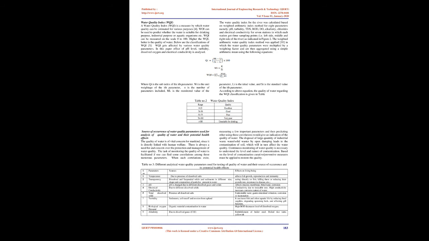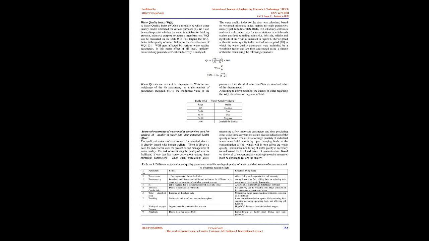Number, sources, effects on living beings. 1. Temperature: due to presence of dissolved salts; affects fish growth, reproduction, and immunity. 2. Transparency: dissolved and suspended solids and sediments in different size, shape, and composition of particles present in water; acting directly on fish, killing them or reducing their growth rate, resistance to disease, etc. 3. pH: pH is changed due to different dissolved gases and solids; affects mucous membrane, bitter taste, corrosion.